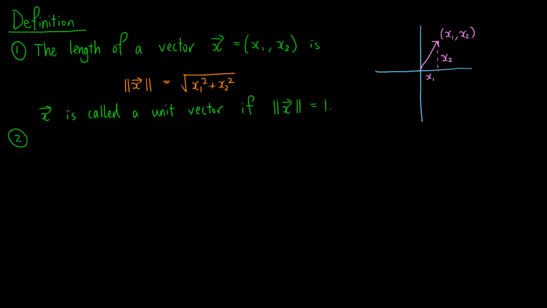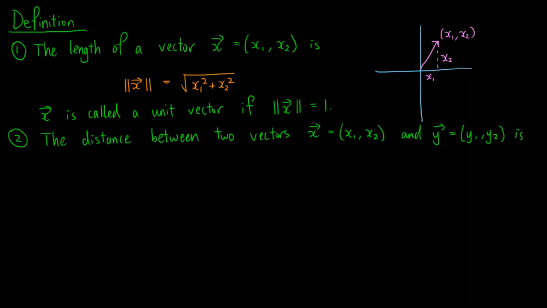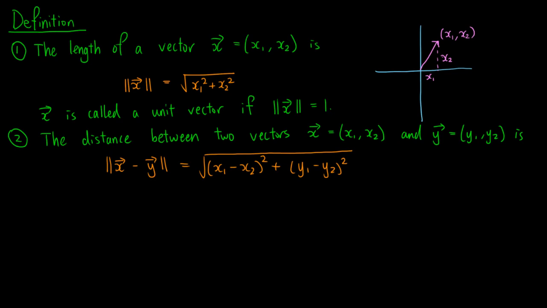The second notion is the distance between two vectors, say x equals (x1, x2), and y equals (y1, y2). Such a distance, denoted by the length of x minus y, is the square root of bracket x1 minus y1 squared plus bracket x2 minus y2 squared. This definition follows readily from the definition of the length of the vector x minus y.